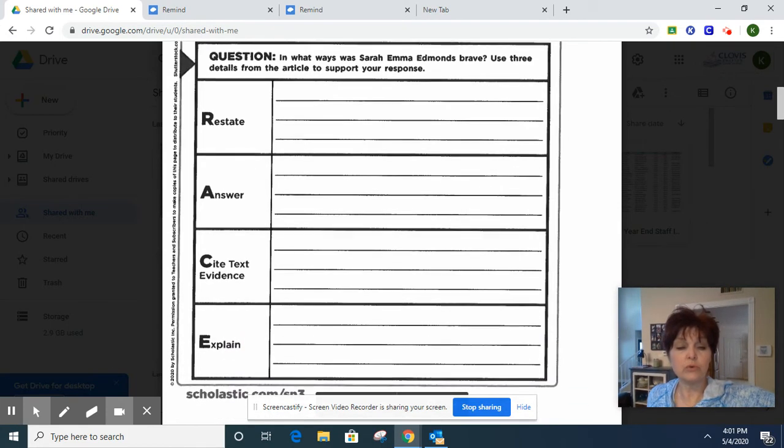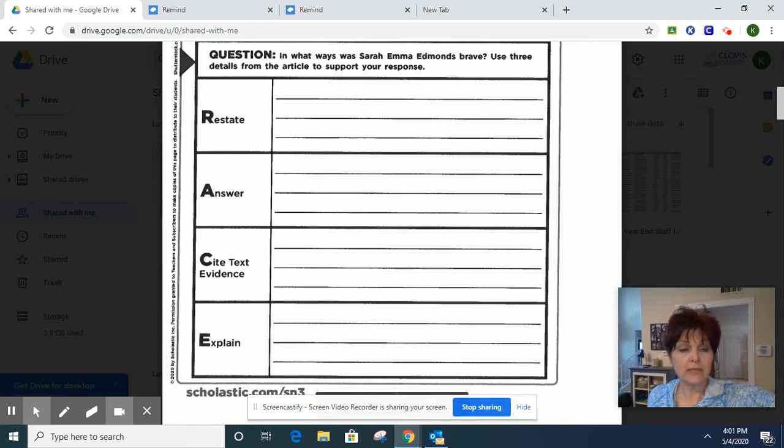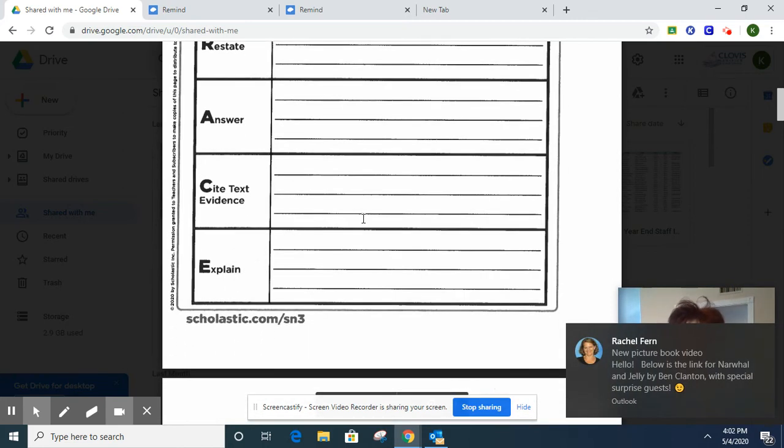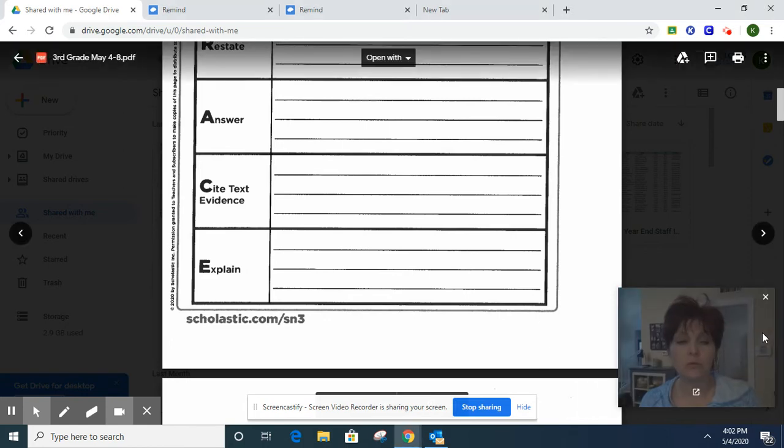Cite evidence. Whatever you put, you have to go in and cite evidence that says exactly. So you might copy a sentence like, Edmonds worked as a spy. She went behind Confederate lines to sell cakes. That's found exactly in the text. Explain. So when was she brave? Any of the things that you put, explain a little bit further. So decide which one you're writing about or which two, and then explain those a little bit more.